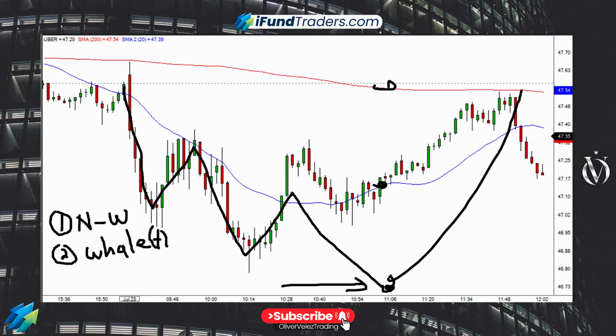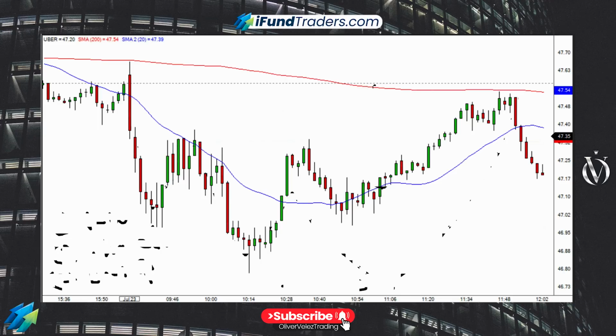All right. So narrow to wide, whale plus, and dual space. These three concepts will help you become a more accurate finder and picker of turning points in the market. And it happens on both sides, the downside as well as the upside. Although most traders will focus more on it after a downward move.